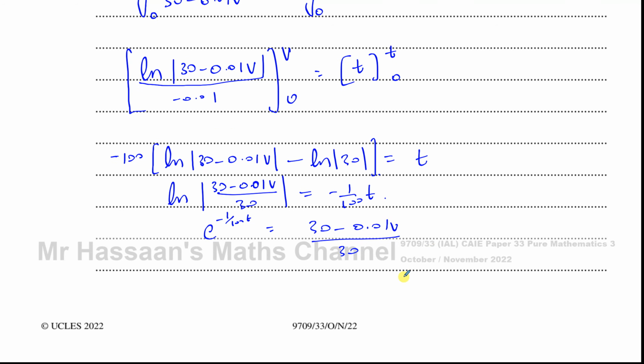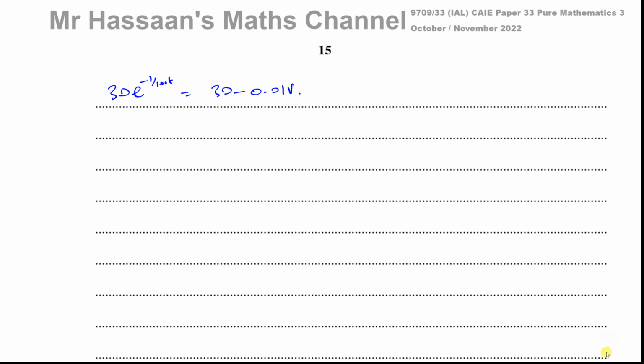Okay, and now I can multiply both sides by 30. So I have 30 e to the power of minus 1 over 100 t is equal to 30 minus 0.01 v. And now I can make v the subject of this. So I'm going to take this to the other side. I can add 0.01 v to both sides, and take away this from both sides.